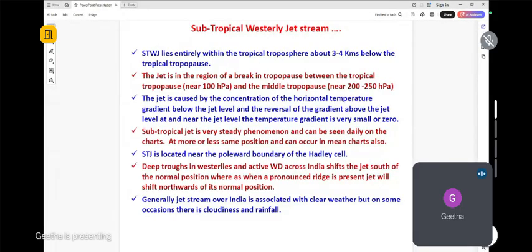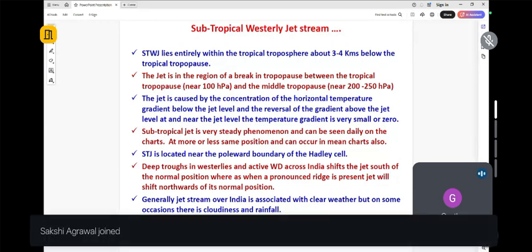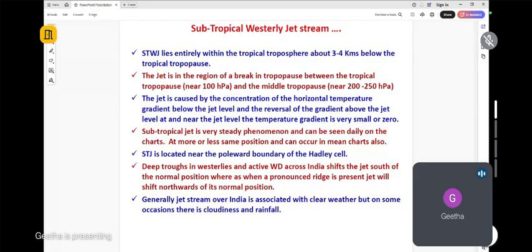And consider deep troughs in westerlies and active western disturbances across India. When a deep westerly trough or a western disturbance passes over India, what will happen? This jet stream will also move south of its normal position. So deep troughs in westerlies and active western disturbances across India shift the jet south of the normal position. But if you are having a ridge passing over the Indian region, then this jet will move north of the Indian latitudes.